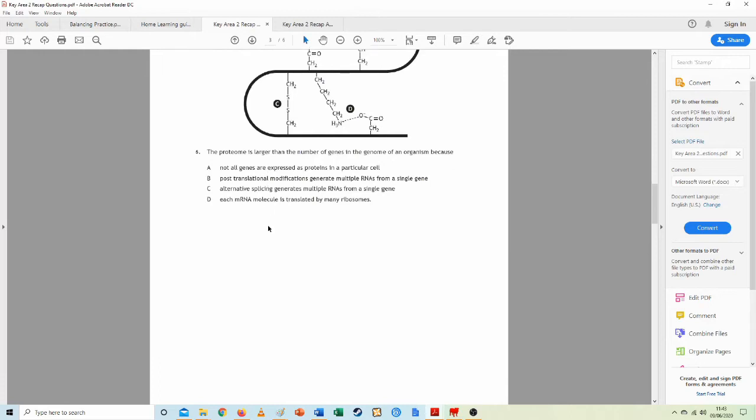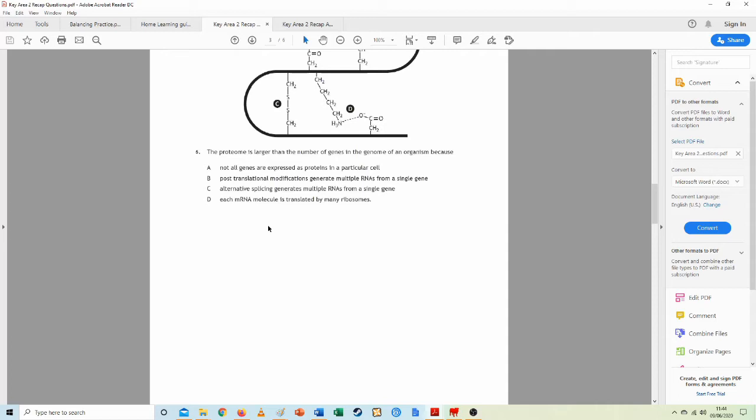So, the proteome is larger than the number of genes in the genome of an organism because... So, what we're really talking about here is you can kick out a lot more proteins than you have actual numbers of genes, and there's a few reasons for that. Alternate RNA splicing, and you've also got post-translational modification that can give you different functioning proteins. So, A, not all genes are expressed as proteins in a particular cell. That is true, but it doesn't answer the question. So that is very, very true, but it does not answer the question.